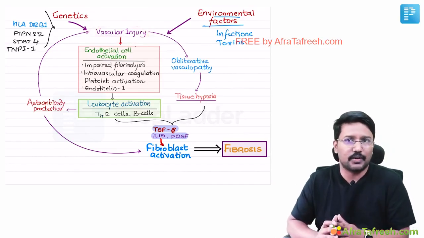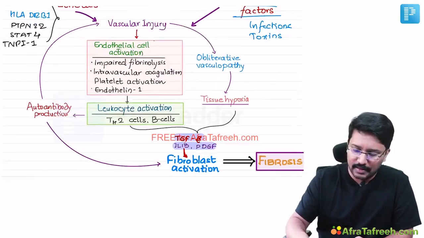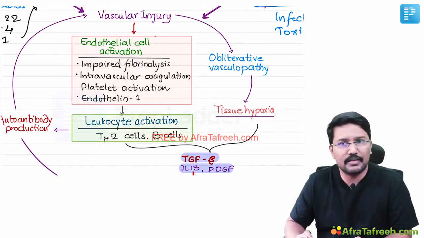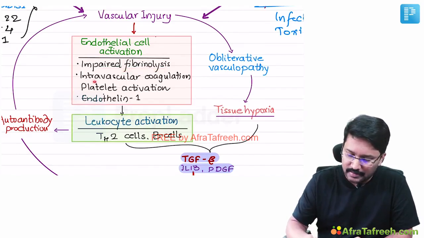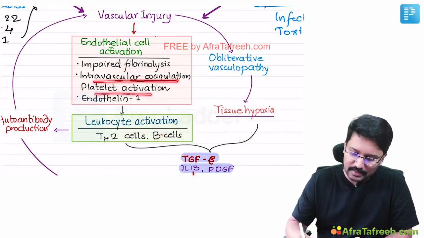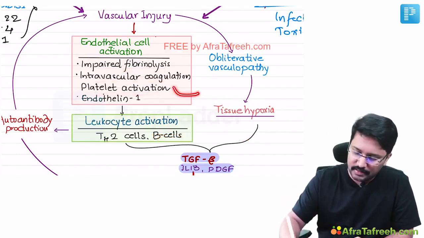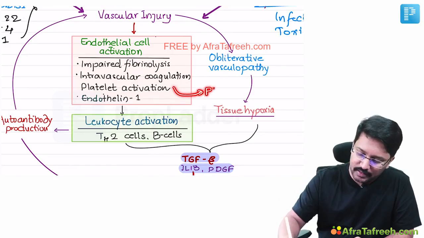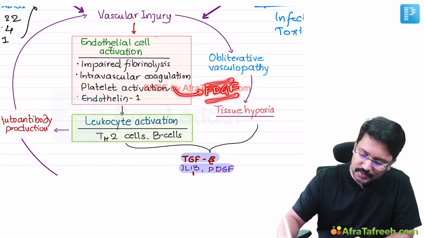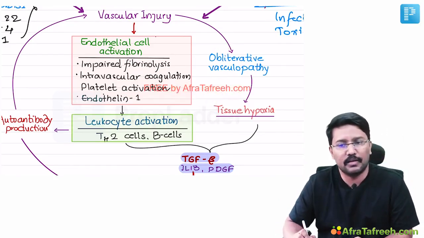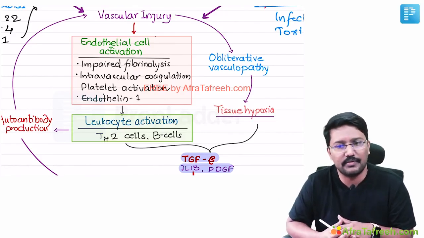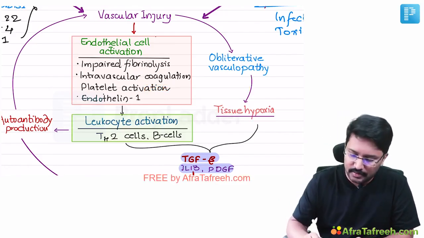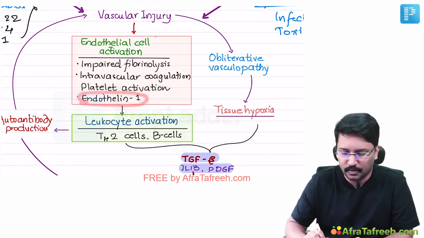What happens once there is vascular injury? There is activation of the endothelial cells. Once there is endothelial cell activation, that leads to impaired fibrinolysis, intravascular coagulation, platelet activation. Once there is platelet activation, it produces platelet-derived growth factor, one of the cytokines which stimulates the fibrotic process. Definitely stimulates cell division and also stimulates the fibrotic process. Platelet-derived growth factor and endothelin-1, right?